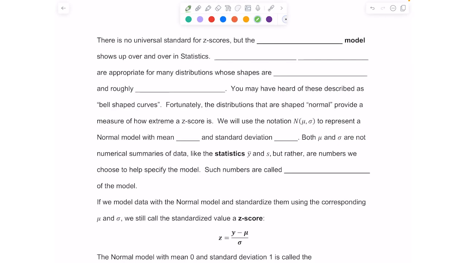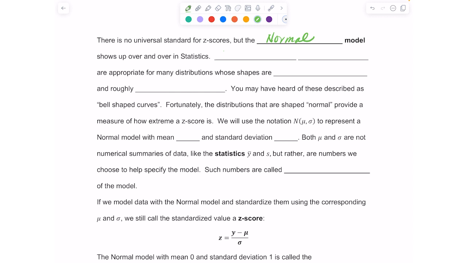In this video, we're going to look at the standard normal model and also the normal model and the empirical rule. There is no universal standard for z-scores, but we do have a model that shows up a lot called the normal model, and we like to use the normal model to make estimations when we can.